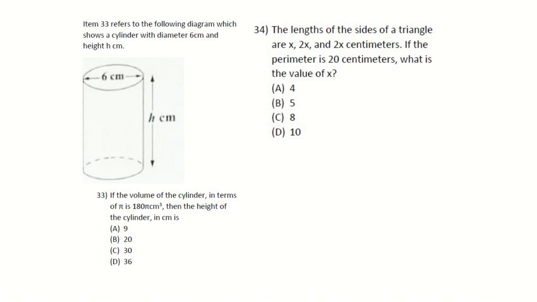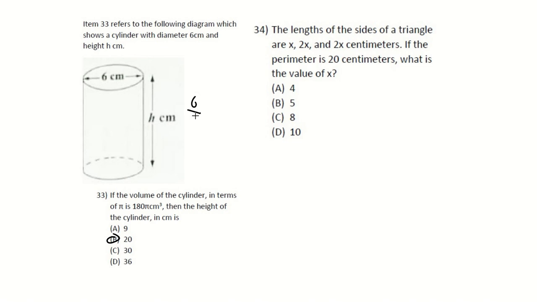If the volume of a cylinder in terms of pi is 180 pi centimeters cubed, then the height of the cylinder is... We did this question, but it was reversed. They gave you a height to be 20, and we found out to be 180 pi. But if you want, you can just use your answers.